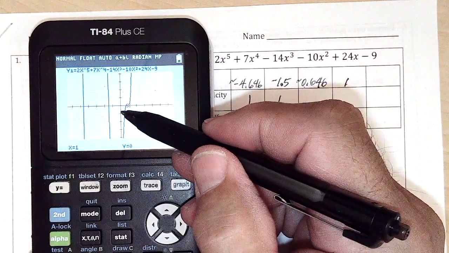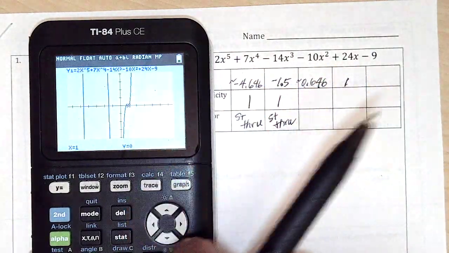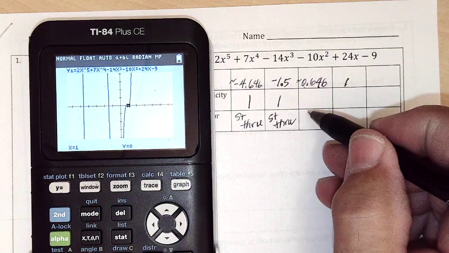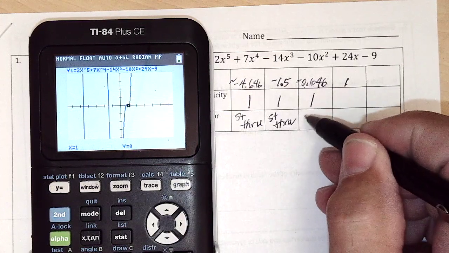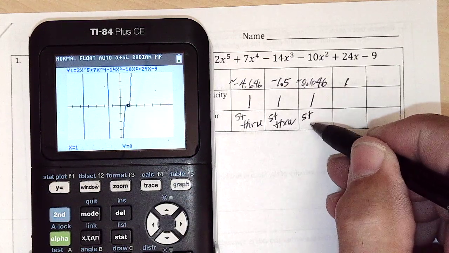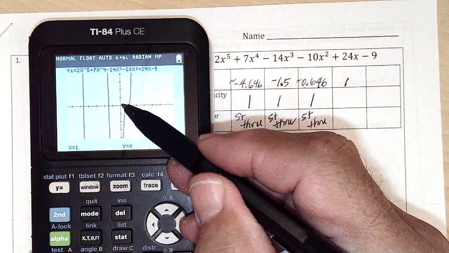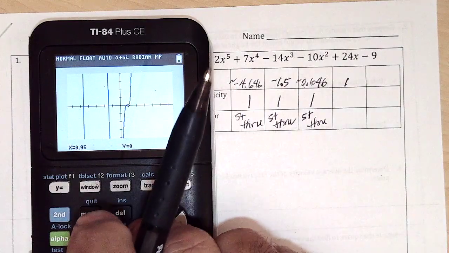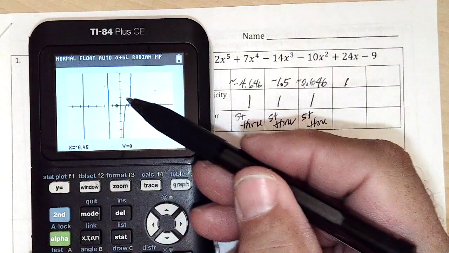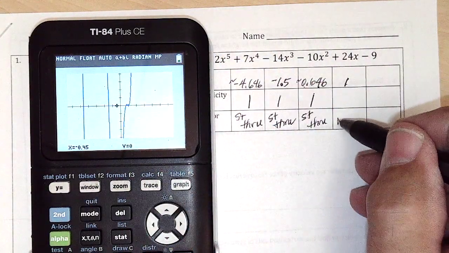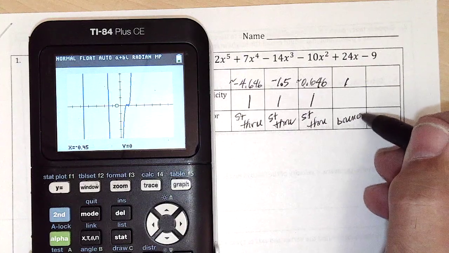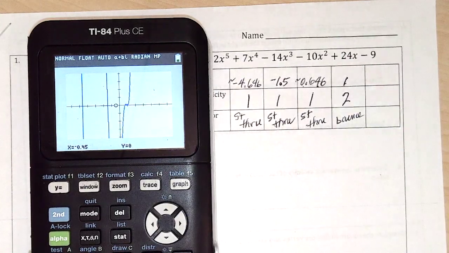This one looks like it goes straight through. It's kind of hard to see there. I might want to zoom in, but I'm going to leave it. It goes straight through, so a multiplicity of 1. And at 1, it looks like it came down. Let's move this out of the way. Looked like it came down and bounced. So that means it's multiplicity 2.